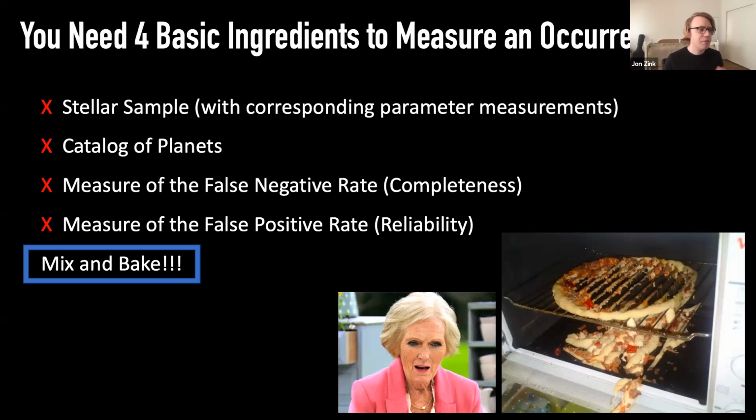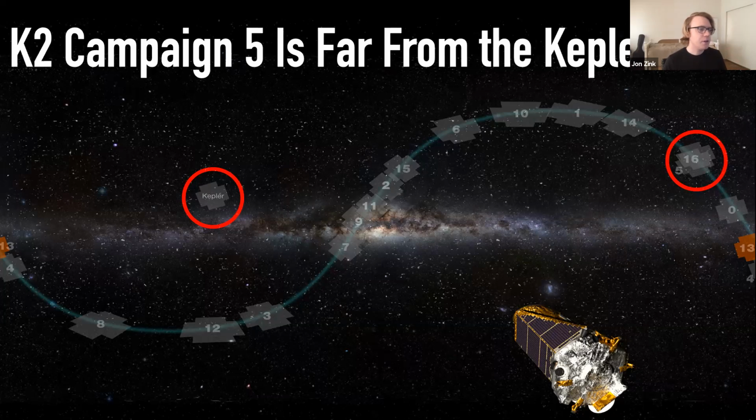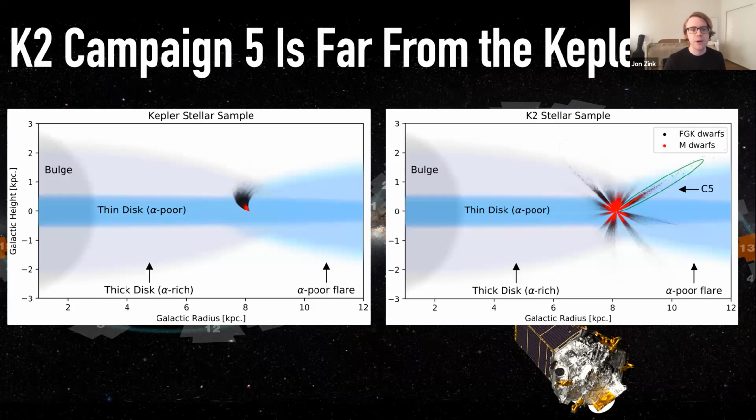So I want to remind everyone of a few things about our sample. I'm going to do a comparative analysis of Kepler versus K2-C5. You can see they're on very, very different parts of the sky, truly independent samples here. Furthermore, you can see they probe very different parts of the galactic disk. Both of them are relatively alpha poor, but they do definitely probe different unique features. So let's talk about what we found when we compared these two samples.